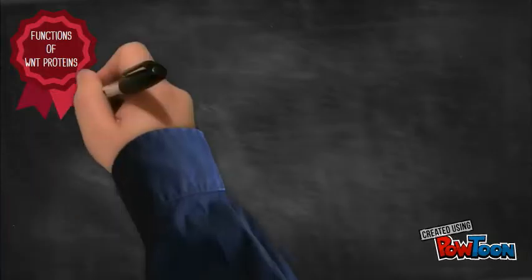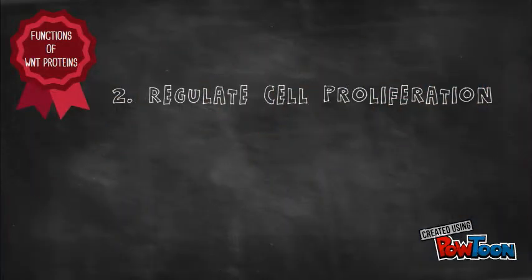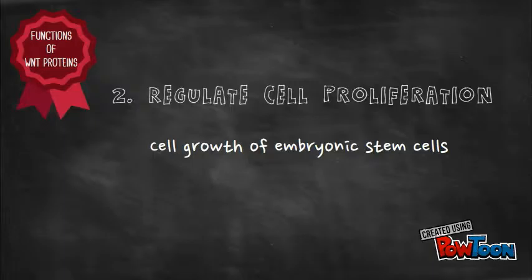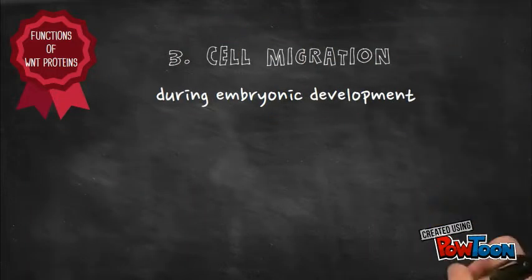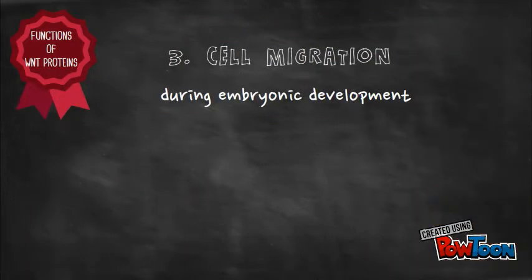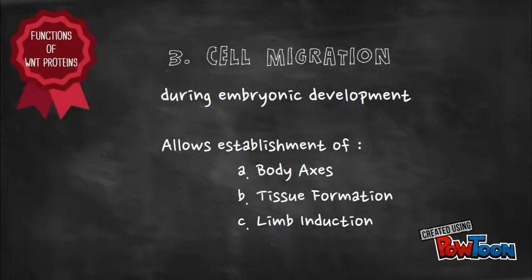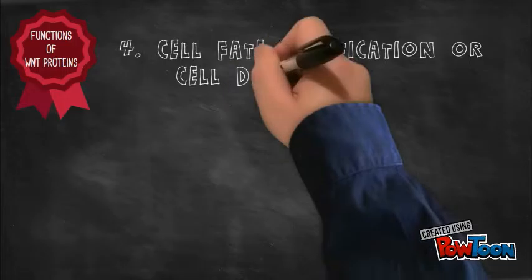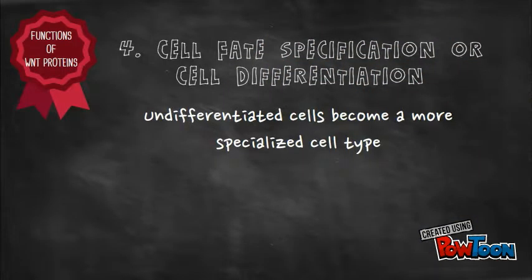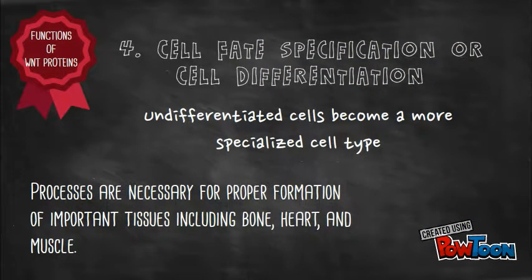Another function of WNT protein is regulating cell proliferation, which is the cell growth of embryonic stem cells. The third function is cell migration, which occurs during embryonic development and allows the establishment of body axis, tissue formation, and limb induction. The last function for WNT protein is cell fate specification, also known as cell differentiation, which means that an unspecialized cell becomes a more specialized cell type.